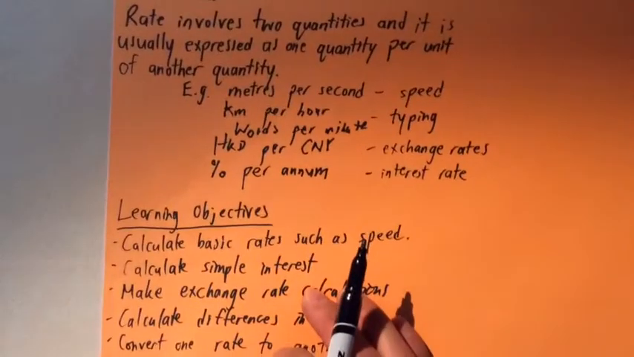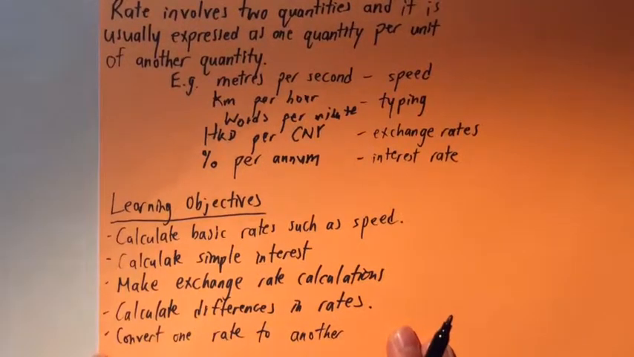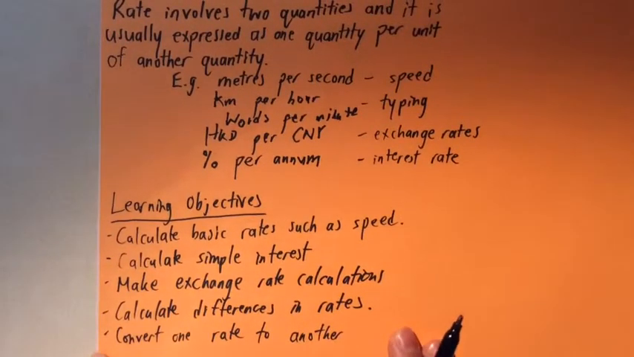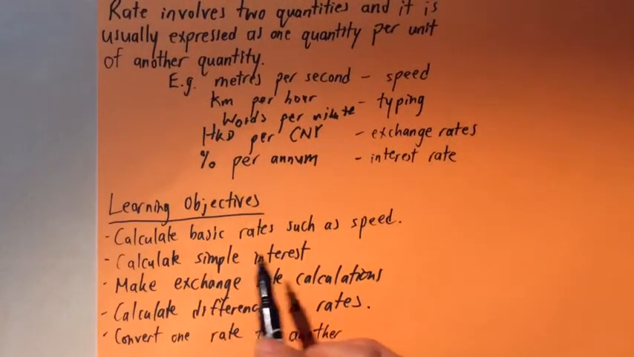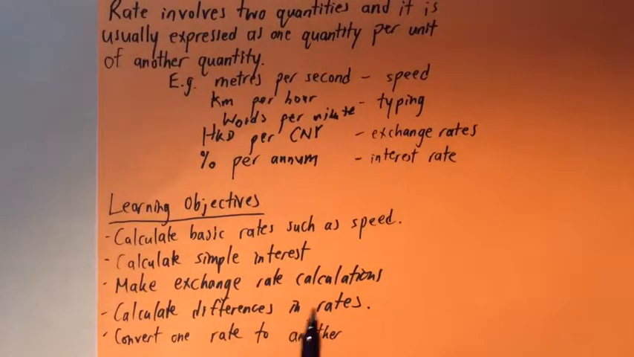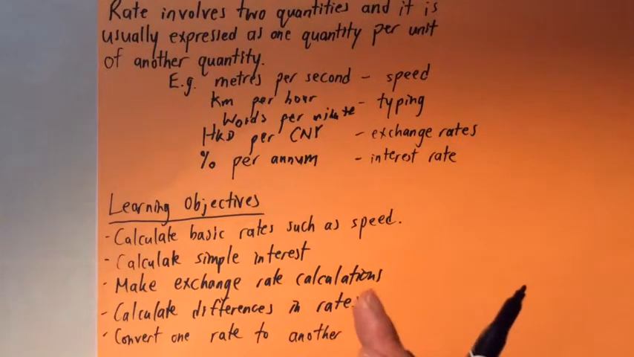Okay. Now our learning objectives today are to calculate basic rates such as speed or typing words per minute. We're going to learn to calculate simple interest. Okay, what happens when you borrow or deposit money in the bank? How much interest can you earn if you're depositing money? How much interest do you owe if you're borrowing money?